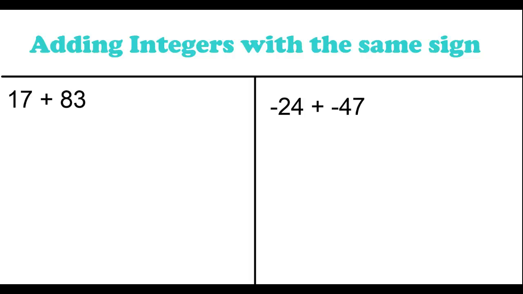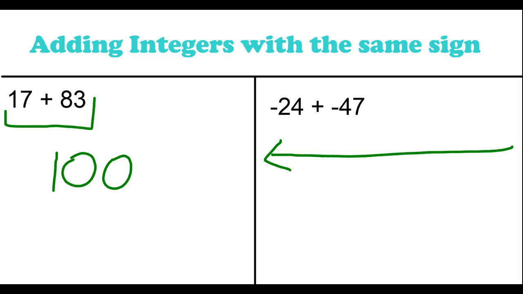Well, for the numbers on the left, we know how to add positive numbers together. 17 plus 83 is 100. We know how to do that. We've been doing that for a long time.